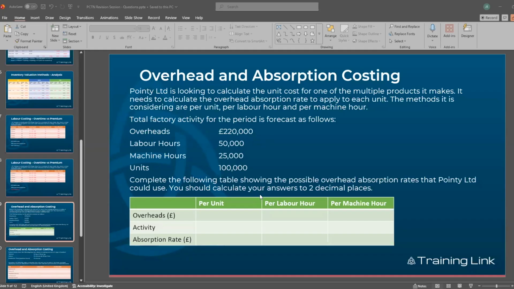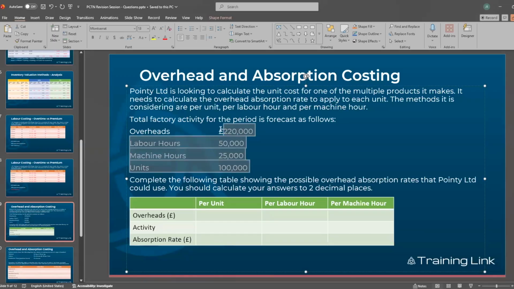So what we need to do is complete the following table showing the possible overhead absorption rates that Pointy Limited could use. You should calculate your answers to two decimal places. Now, the purpose of this is all budgeted information. Okay, so this isn't actual.